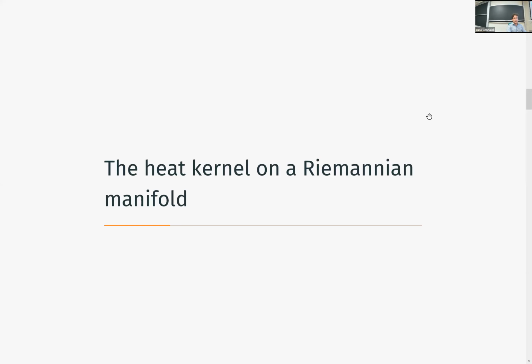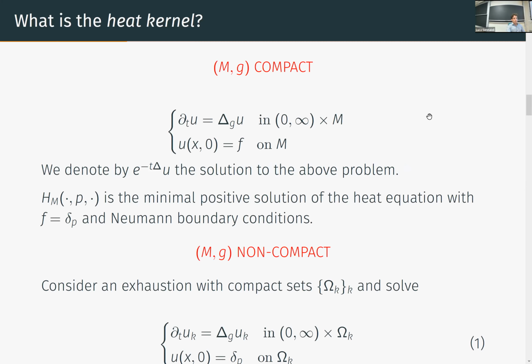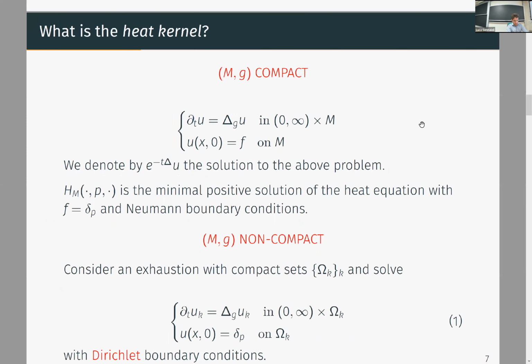Now let's come to what the heat kernel on a Riemannian manifold is. If your manifold is compact, and for me it will always be connected and geodesically complete, you can solve the heat equation with an initial datum and Neumann conditions, the natural boundary conditions. The heat kernel is the solution of this equation with initial datum a Dirac mass, in the sense that as t goes to 0 you converge, in the sense of measures, to the Dirac mass. If the manifold is not compact, and I see we have a problem with the slide, sorry.